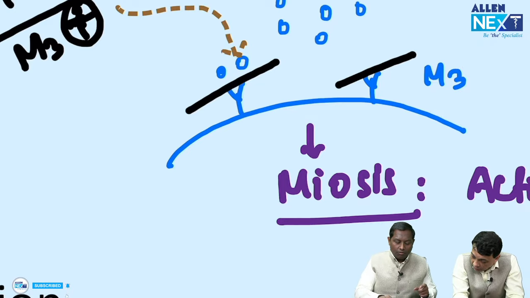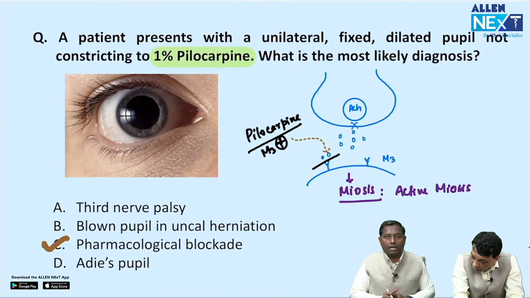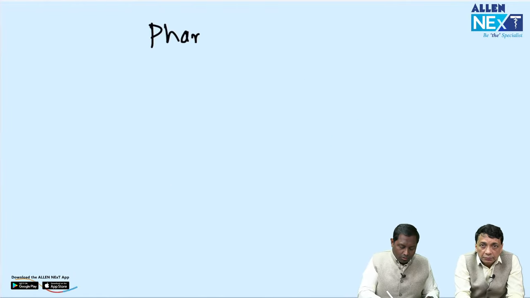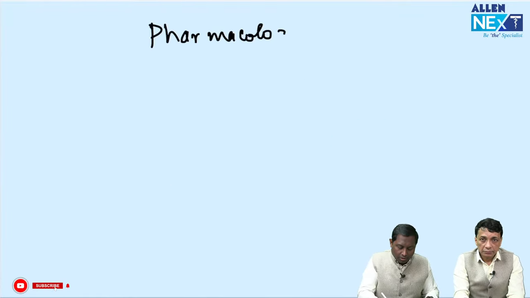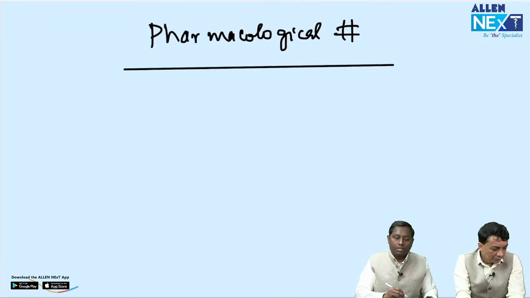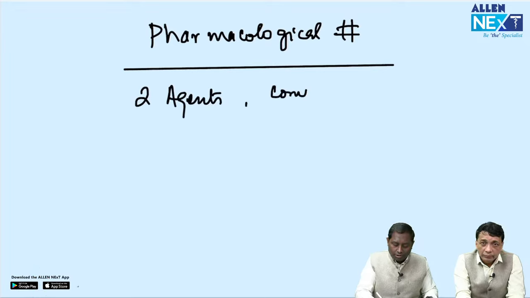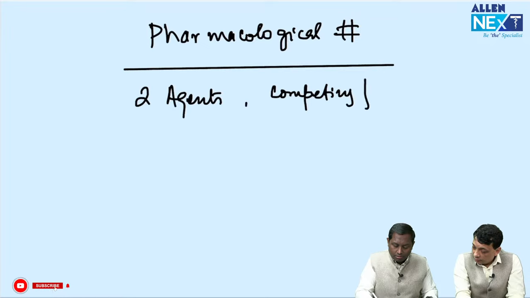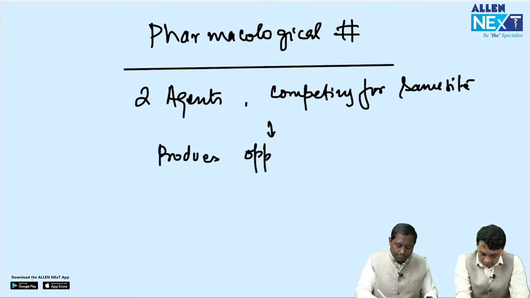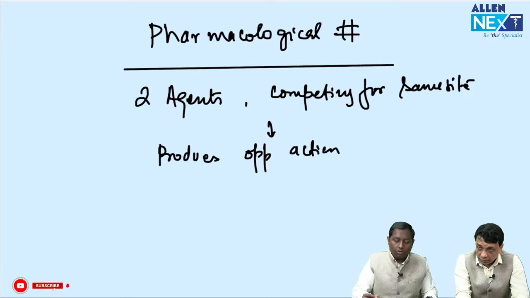In fact, this is a very good example of a pharmacological antagonist. If you guys remember, in pharmacology, we used to read about a term known as pharmacological antagonist. Now, what is a pharmacological antagonist? This will be two agents competing for the same site and producing opposite action. This will be a pharmacological antagonist.